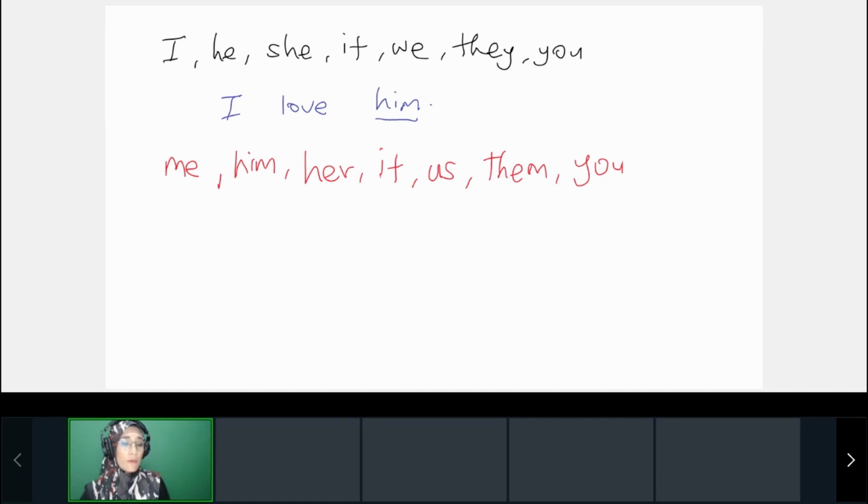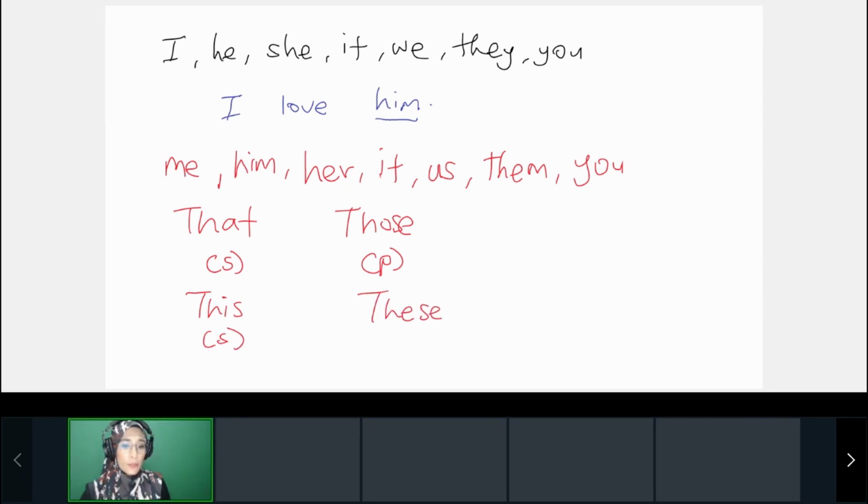And we also have other pronouns, like that. That is singular, but for plural, it will be those. And this is singular. These, please make sure you pronounce correctly. This is pronounced with a Z sound, these, and this is plural. So that, those, this, and these.